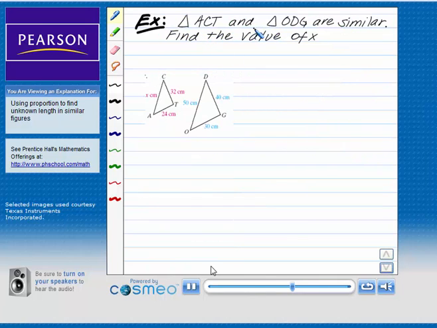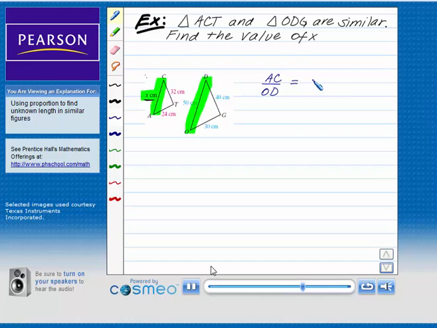Triangle ACT and triangle ODG are similar. So ACT and ODG. Find the value of x. So we're looking for the length of this side here, x. Let's highlight that. That's the side we're looking for. So we want to identify the corresponding side with side AC. In this triangle we've got side AC. In this triangle we've got side OD. So we can start by writing a ratio AC over side OD.